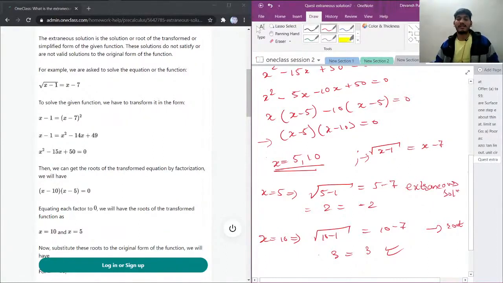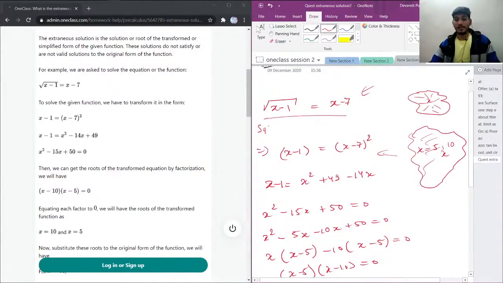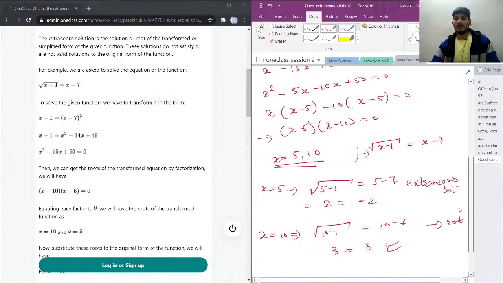I'll read the technical definition from here. The extraneous solution is the solution or root of the transformed or simplified form of the given function. These solutions do not satisfy, or are not valid solutions to, the original form of the function. You can see that in this domain we have x equals 5 and 10, but in this domain I only have x equal to 10. So this 5 is going to be called the extraneous solution.